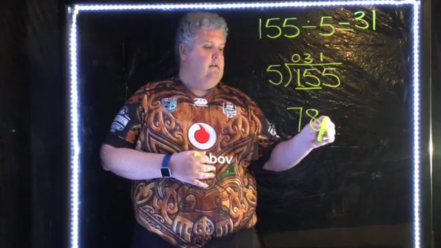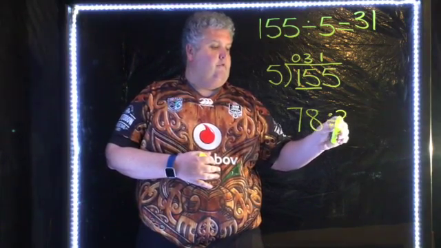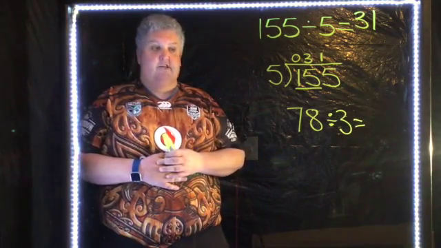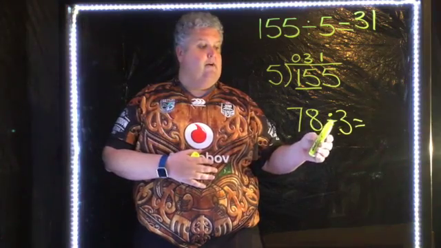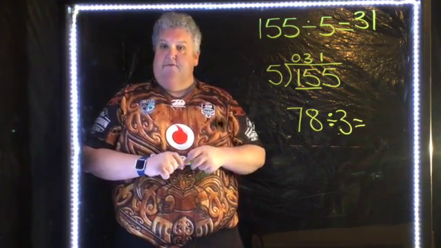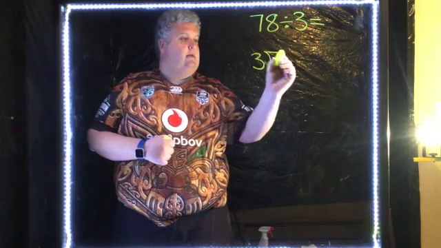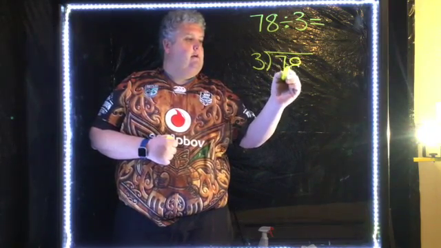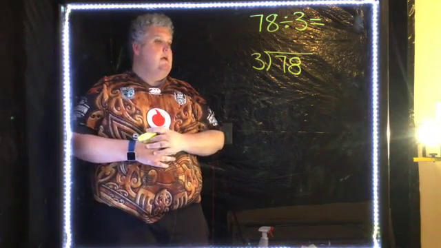78 divided by 3. How could we use our new short division strategy to work out 78 divided by 3? Have a go at it, see if you can do it. So here's our next equation, 78 divided by 3. Just like when we used short division last time, we can rewrite that as 3 and 78, or 78 divided by 3. Same process. Here we go.